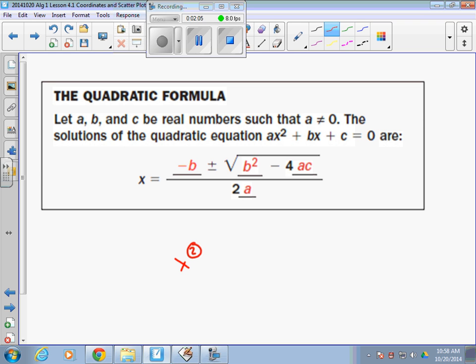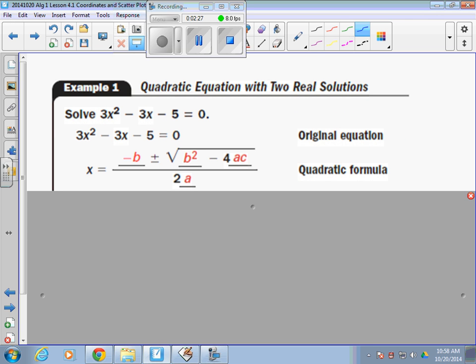But it is the negative value of b plus the square root of b squared minus 4ac over 2a, and the negative b minus the square root of b squared minus 4ac over 2a. So this symbol right here is like working the entire thing twice, one of them plus, the other one minus. So here's example number 1. It says 3x squared minus 3x minus 5 is equal to 0. You know that this is a, this is b, and this is c.